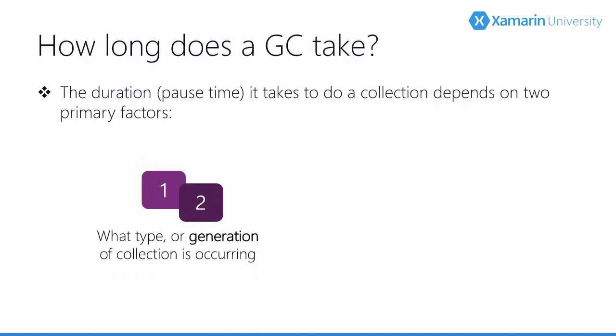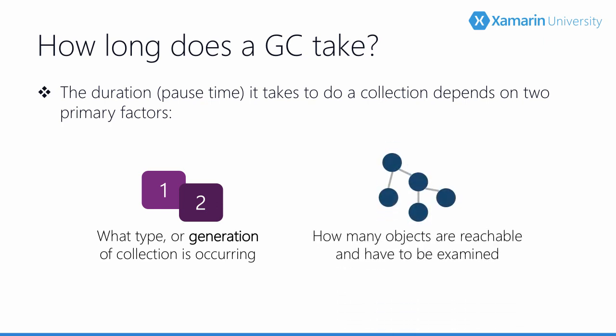So how long does a GC take? Well, it's really going to be dependent upon two things. The first is what type of GC is occurring. It turns out there are multiple types of GC that may happen in your application. And we actually refer to this as what generation has been collected in your application. The second thing is how many objects did the system have to walk?